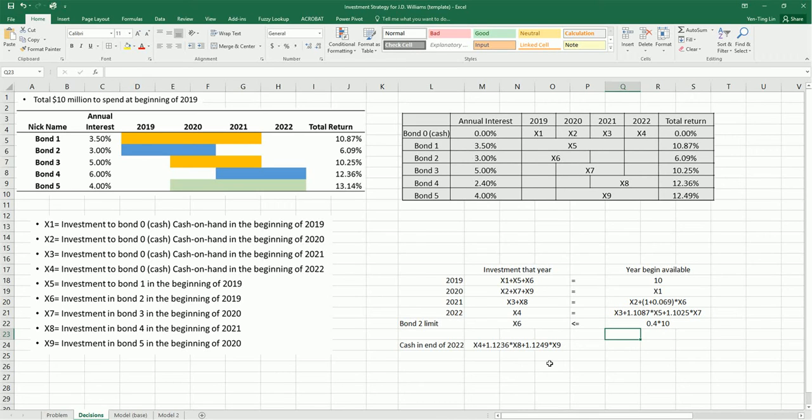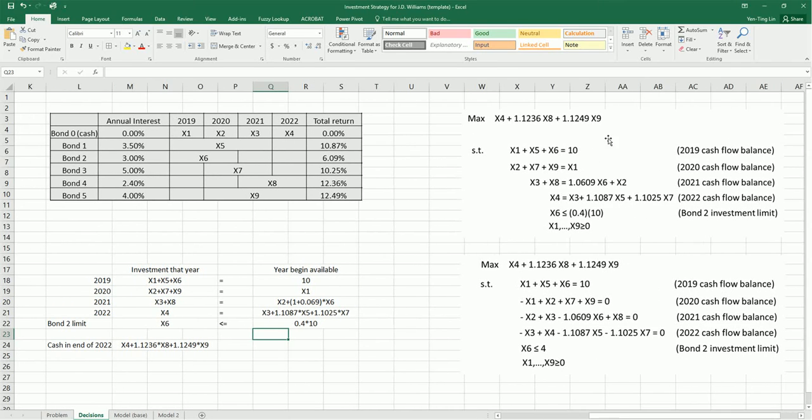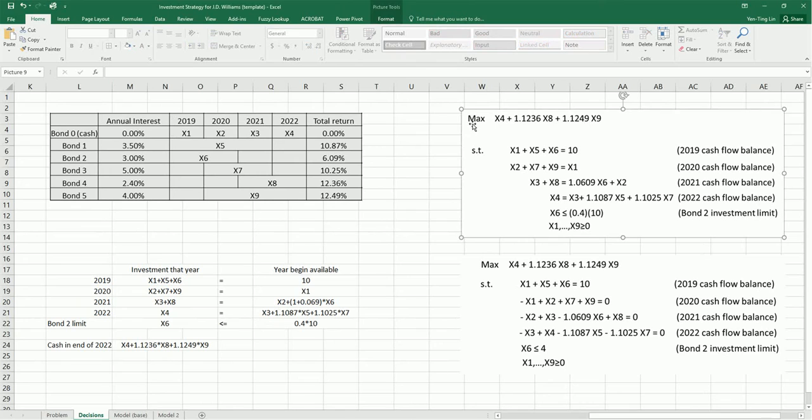Now I'm going to present this model formally. Here's a formal presentation. First I have a maximization of an objective, which is cash at the end of 2022. And then I have all the constraints over here, 4 balancing constraints and 1 constraint for bond 2. But you see that it's a little bit messy. For the ease of building the model later in Excel for Solver, we need to move all the decision variables to the left-hand side of the equality or inequality. After doing so, it looks like this.